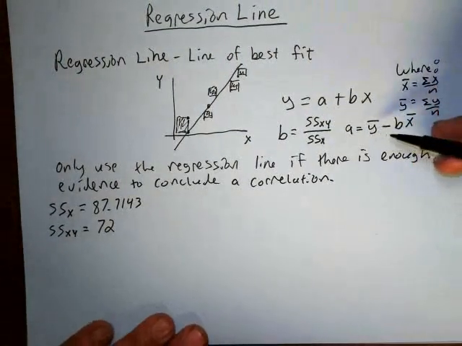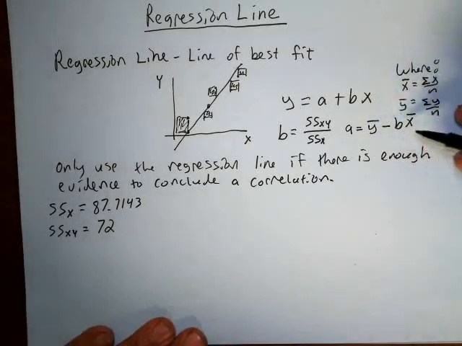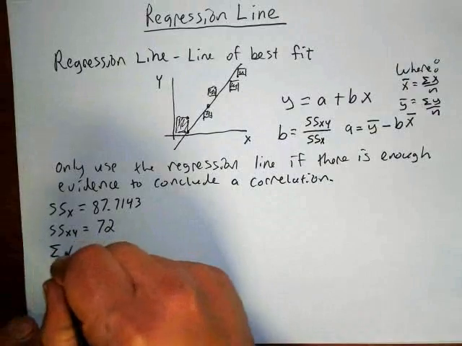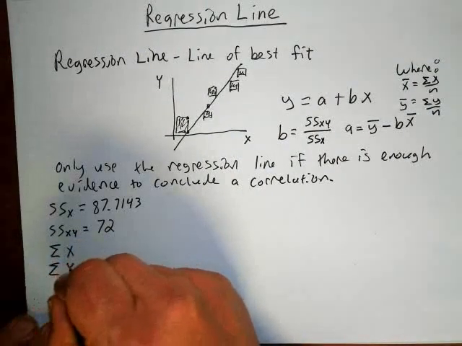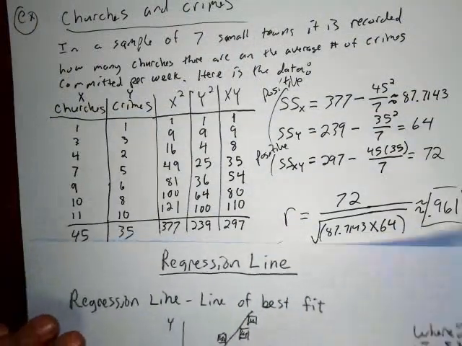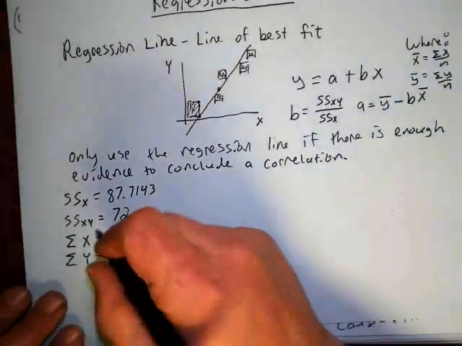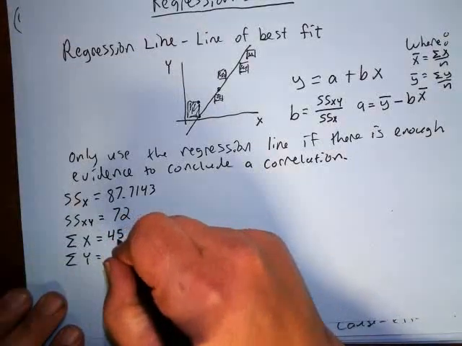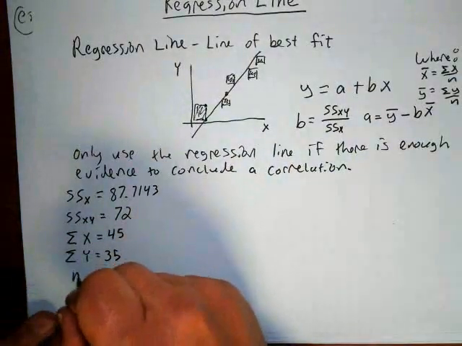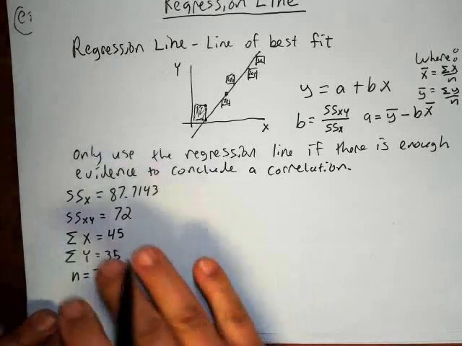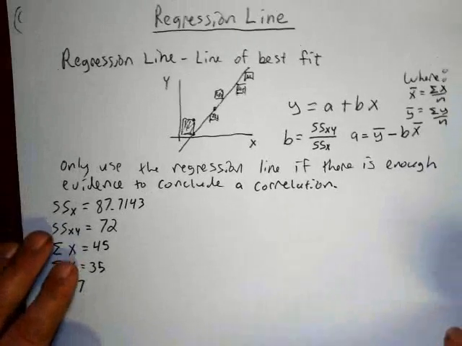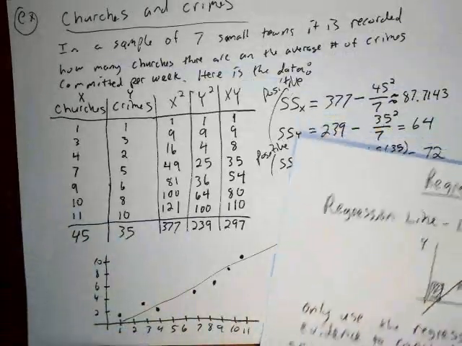And then what I'm going to need here is the Y bar and X bar. So I need the sum of X and sum of Y as well. So sum of X is 45, sum of Y is 35. And then you're going to need n, in this case, which is 7. So this is the information you're going to need to calculate the regression line for this example.